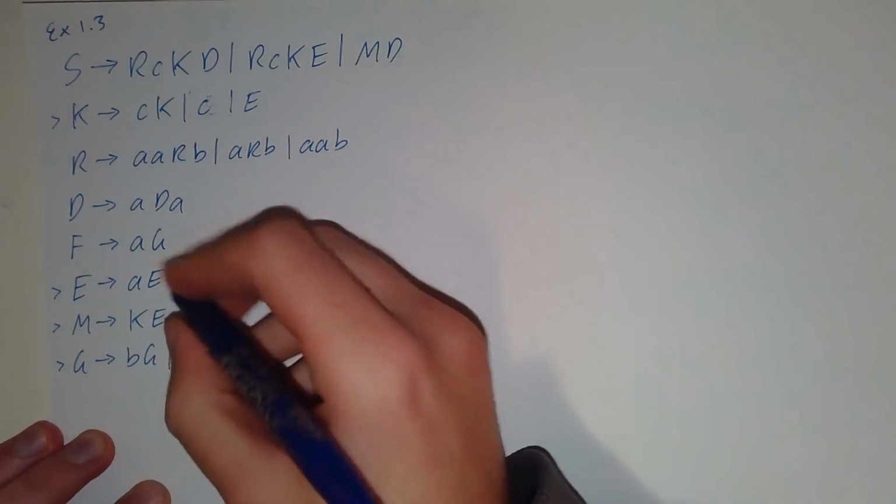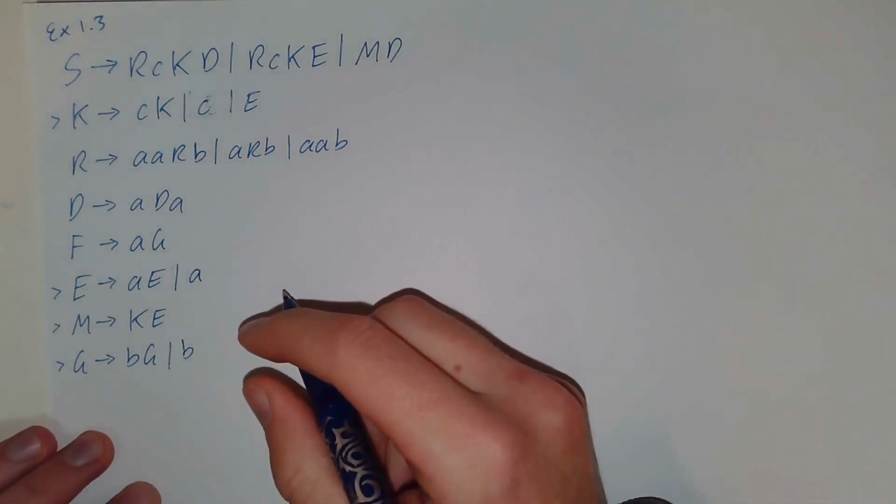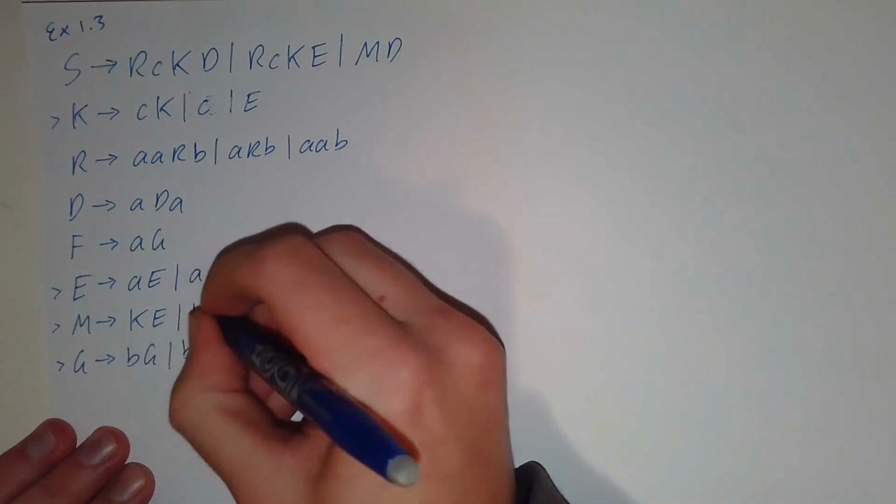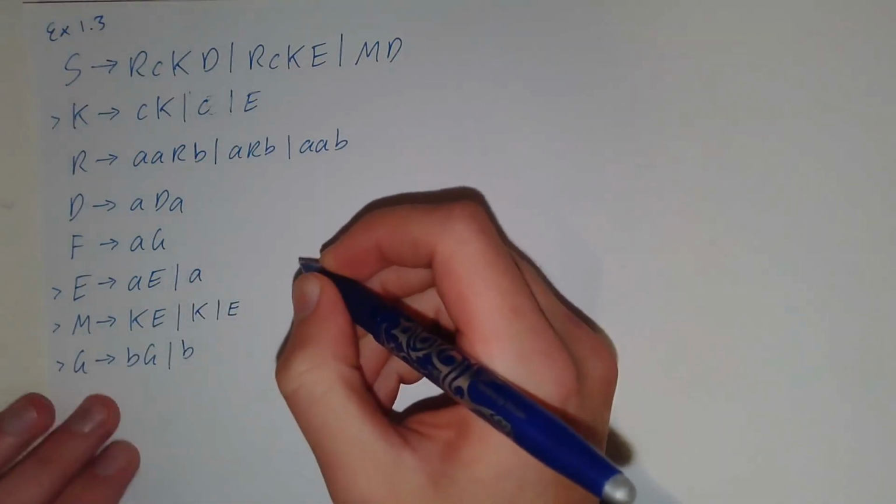And then for M, we have to do all the combinations. But we can't have nothing because that would be another epsilon production. So we can have KE, or we can have K, or we can have E. And that's it. Now all the epsilon productions are removed.